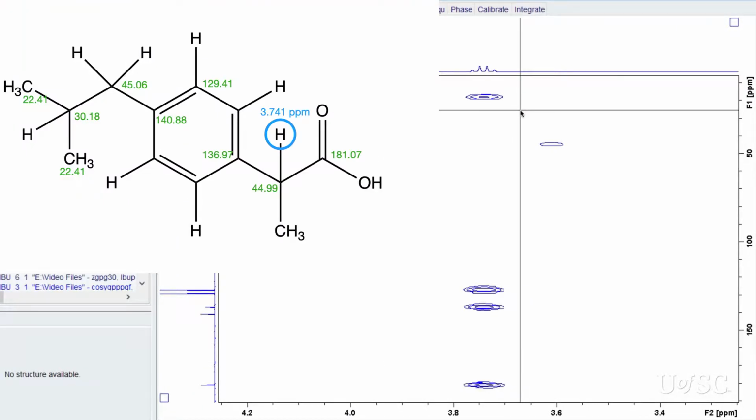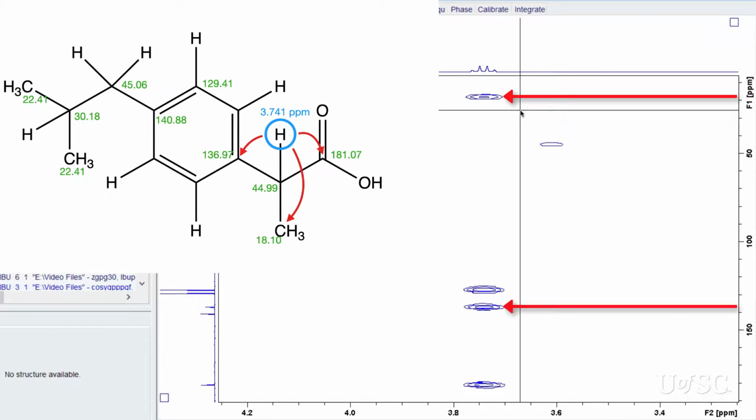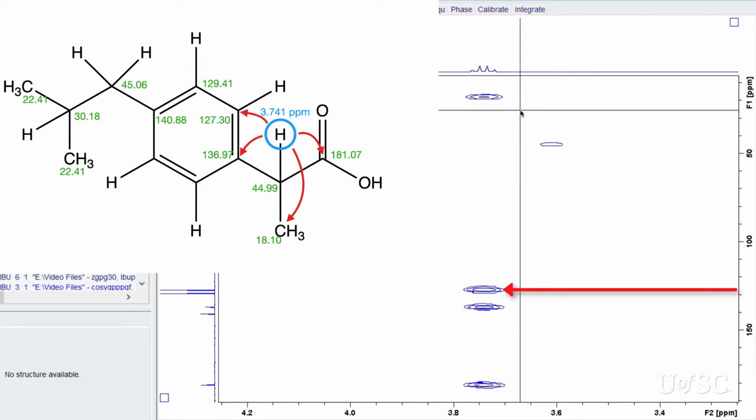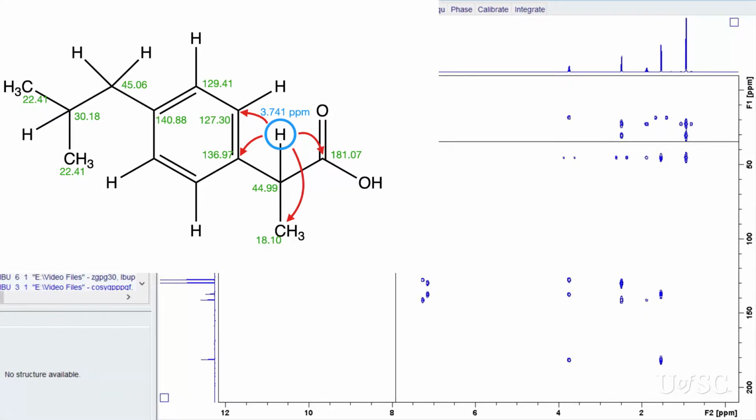The methine proton at 3.741 ppm shows the expected correlations to the methyl at 18.01 ppm, non-protonated aromatic carbon at 136.97 ppm and the carbonyl carbon at 181.07 ppm. It also shows a 3-bond correlation to the protonated aromatic carbon at 127.30 ppm. As you can see, we have made the complete assignment of the carbon chemical shifts from the HMBC data with a little help from the HSQC, COSY and 1D spectra.